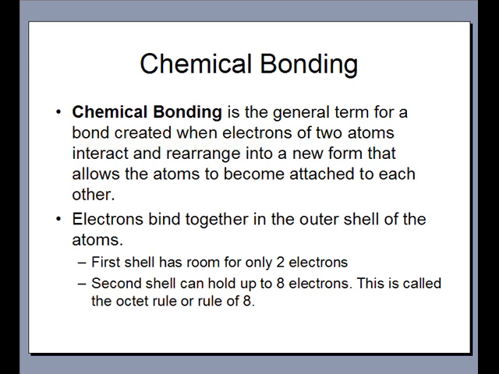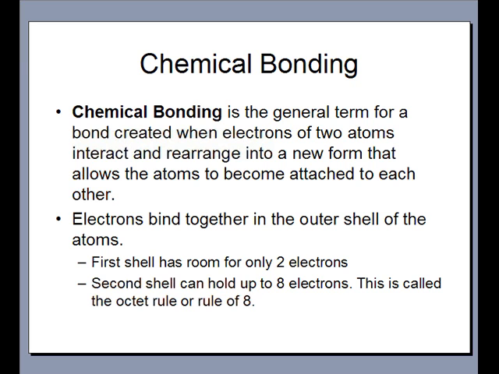The first shell has room for only two electrons. For example, the atom helium, which is a very inert atom because it can only handle two electrons. So those electrons tend not to go anywhere and won't react.